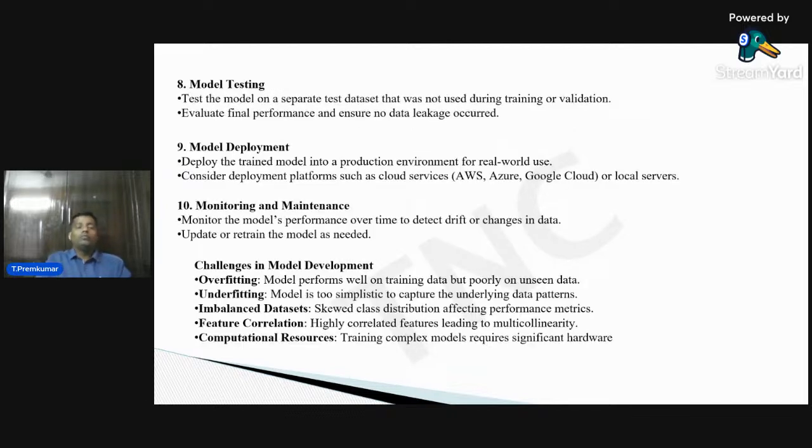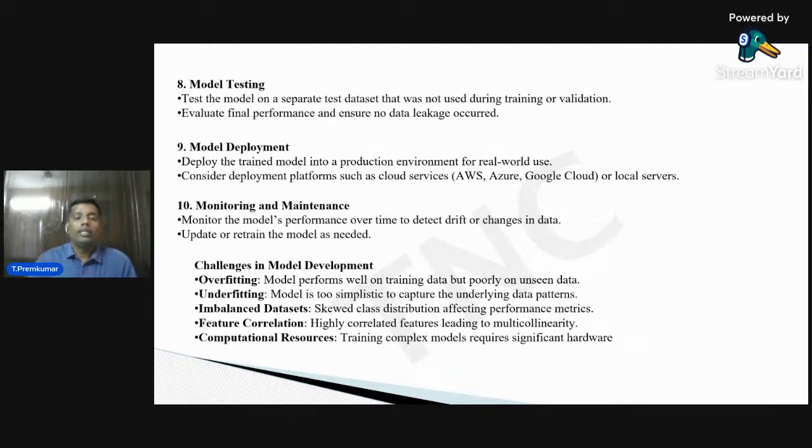The next one is model testing. Here, the model is tested on a separate test dataset, which was not used during the training as well as the validation process. And the next one is model deployment. Once all testing is completed, we can go for model deployment, which is deploying the trained model into the production environment for real-world use.